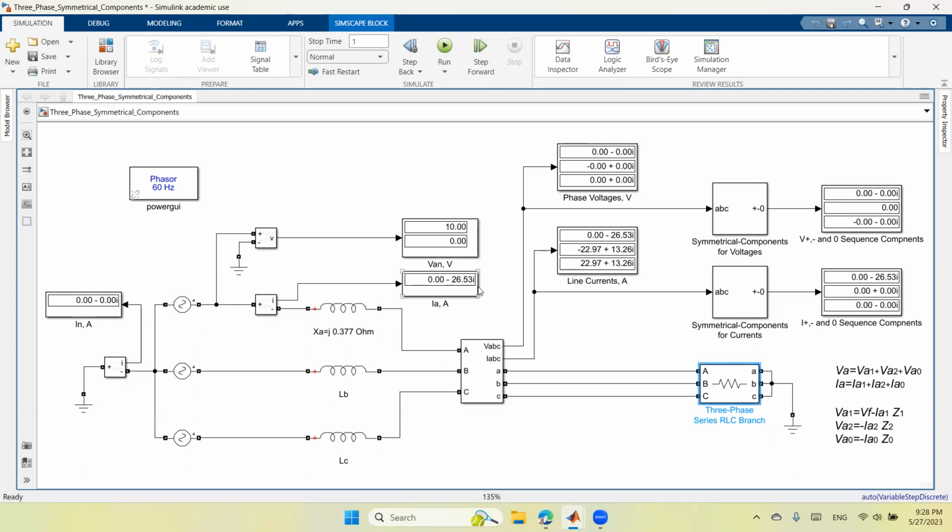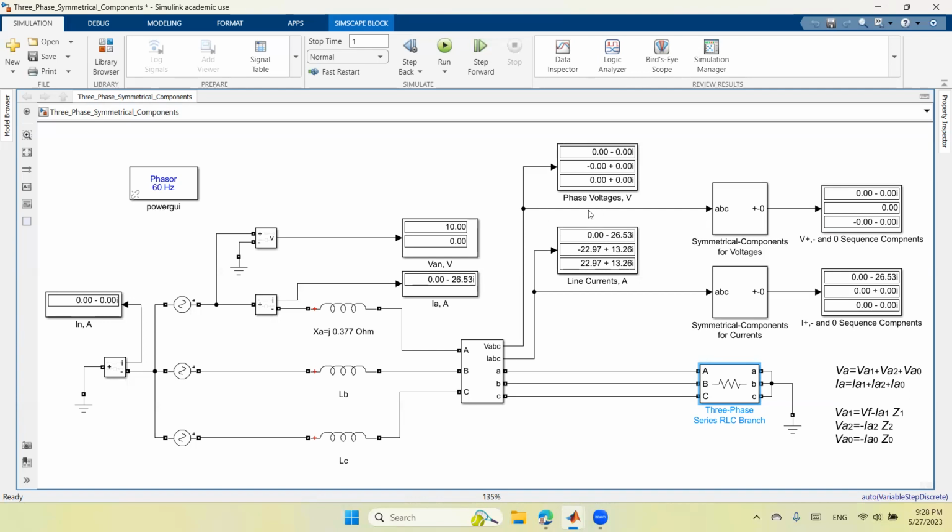If you divide 10 by 0.377, it will be 26. Since we have j here, j goes up as a negative j. So here we have the fault current. Let's have a look at the three phases: here is phase A, here is phase B, and phase C as well. If you calculate the magnitude, you will see that it is again 26. So these three currents are equal in magnitude and displaced by 120 degrees from each other.